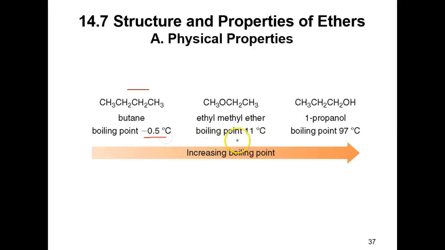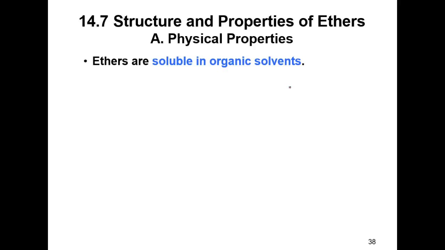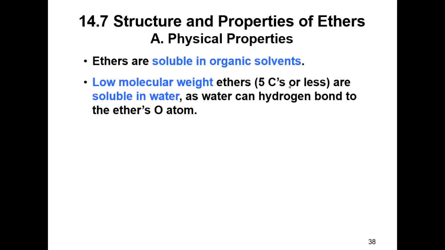I mean, here is a difference of about 10. Actually, it's almost about 11 and a half. But then to here, it's a difference of 100, or 86, I guess, if you want to be exact. All right, so hydrogen bonding exponentially increases the boiling points. So like we said, ethers are soluble in organic solvents. Low molecular weight ethers, small ethers, are soluble in water to some extent because the hydrogen can hydrogen bond with the oxygen.